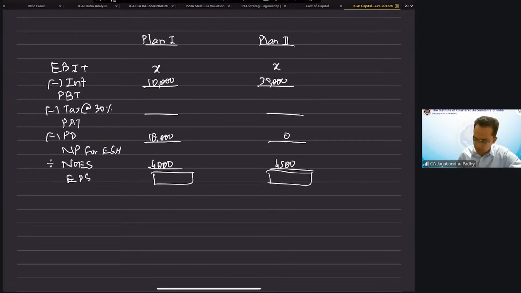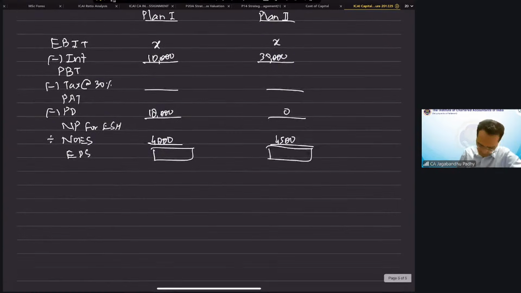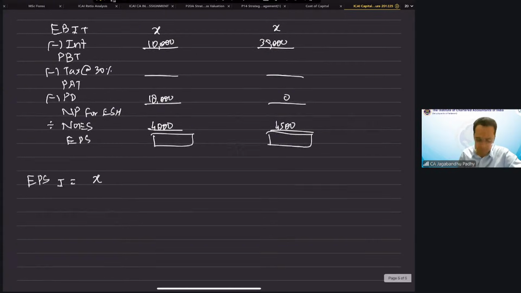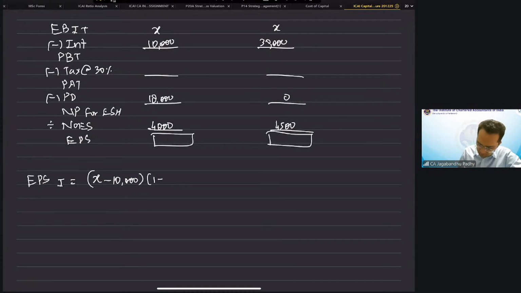Okay. Let me just put up this in the form of an equation. So let's say we want to calculate EPS of plan 1. EPS of plan 1 will be your EBIT X minus 10,000. So of course this X minus 10,000 is representing the PBT figure. Now to make it an after tax figure, which is post tax PAT, I just simply multiply it by 1 minus 0.3, which is the tax rate. And then further subtract the preference dividend of 18,000. And then this divided by number of shares, which is 4,000.